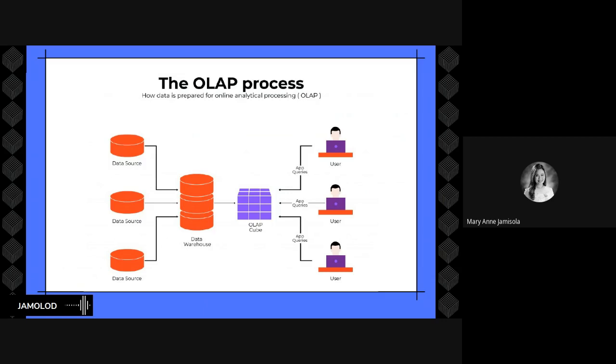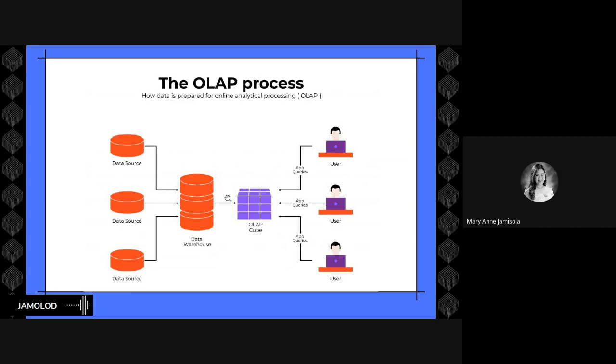So this is the OLAP process. This is how data is prepared for OLAP. Okay, so we have here the different data sources. And remember, for OLAP, this is more of a multi-user server. So let's say we have here the first data source, second data source, and then the other data source. All data will be stored in the data warehouse.